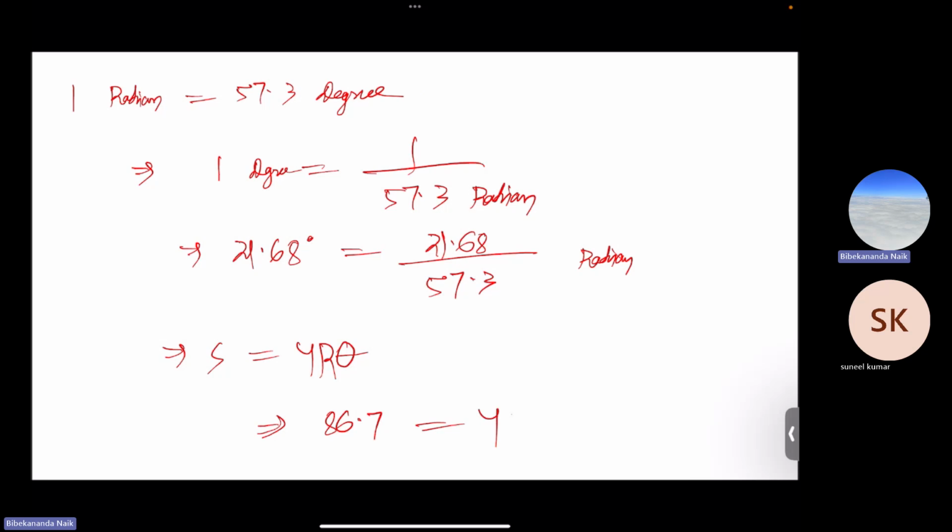86.7 is equal to 4r into 21.68 divided by 57.3. So if you calculate, 21.68 into 4 is 86.7, so this will cancel out. R will be 57.3 mm.